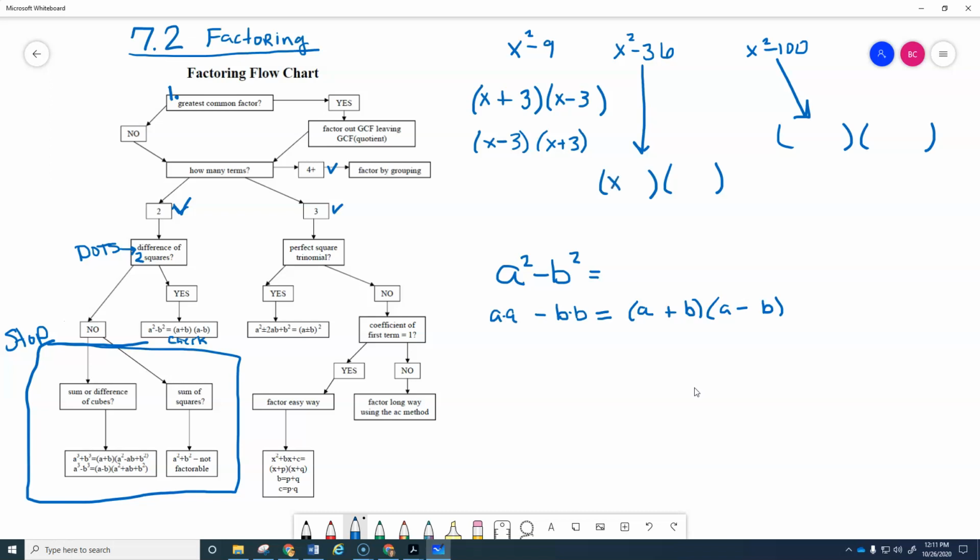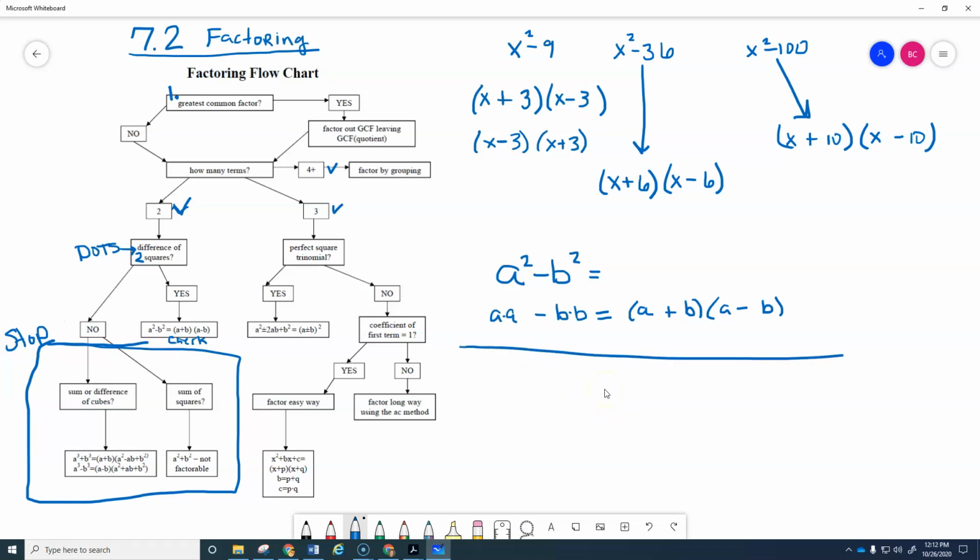So the root of x squared is x. The root of 36 is 6. Plus in one, minus in the other. The root of x squared is x. The root of 100 is 10. Put a plus in one and a minus in the other. So that's how simple it should be to factor the difference of two squares.